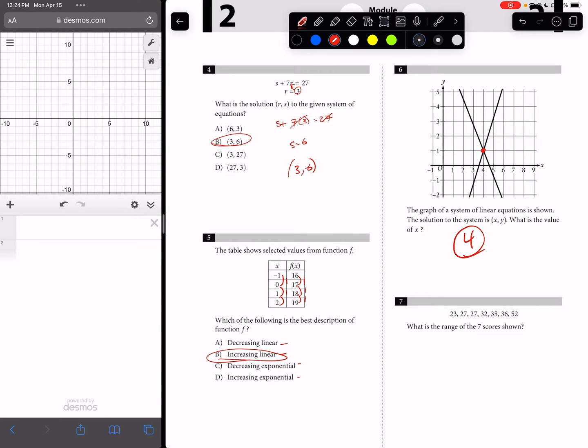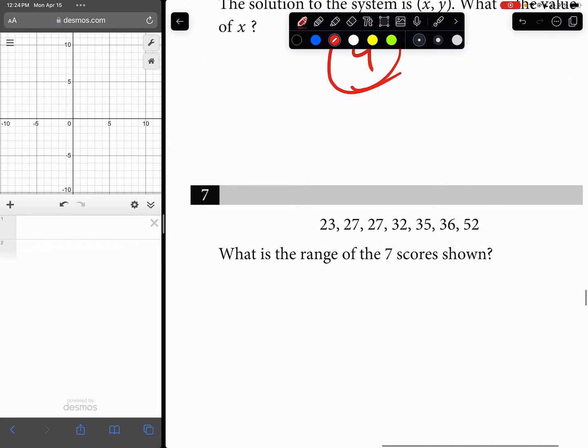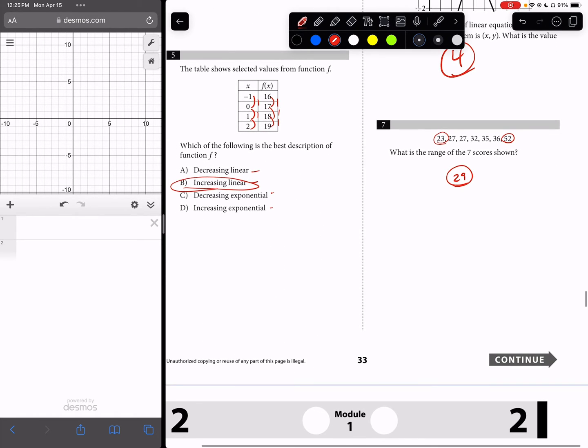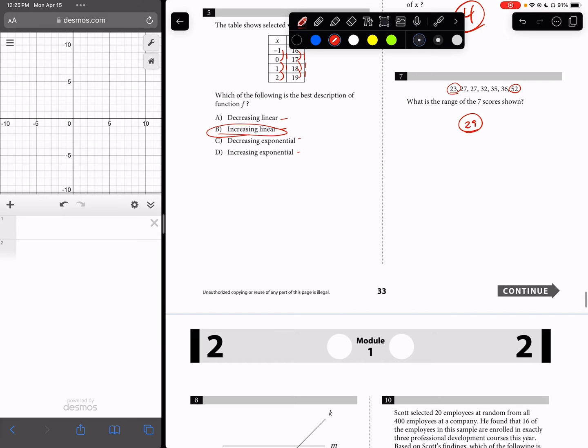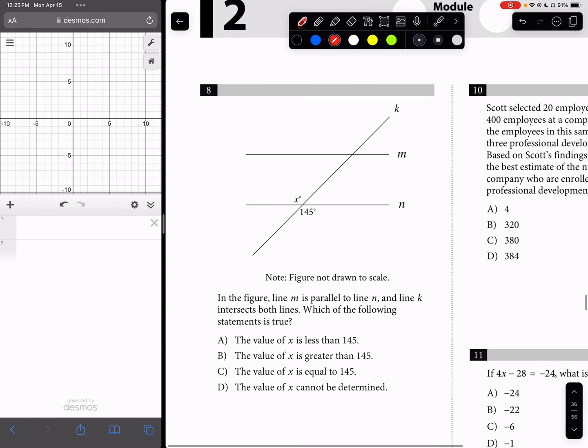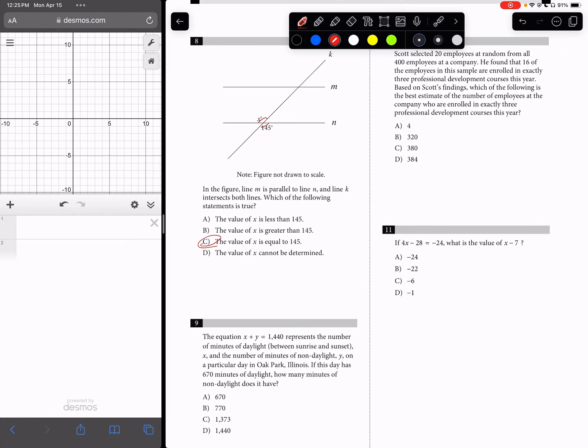Let's come over here and try 7. What is the range of the data? Well, range is just high minus low. Again, highest value minus lowest value, 52 minus 23, I believe to be 29. All right, that is good there. Let's come over here for number 8. Number 8 looks like an angle question. Which of the following values is true? Well, if this is 145, then this is also 145. So I think it's just C. I'm just looking around. Do any of the other answer choices make any sense? Not really. Easy question. Let's keep going.